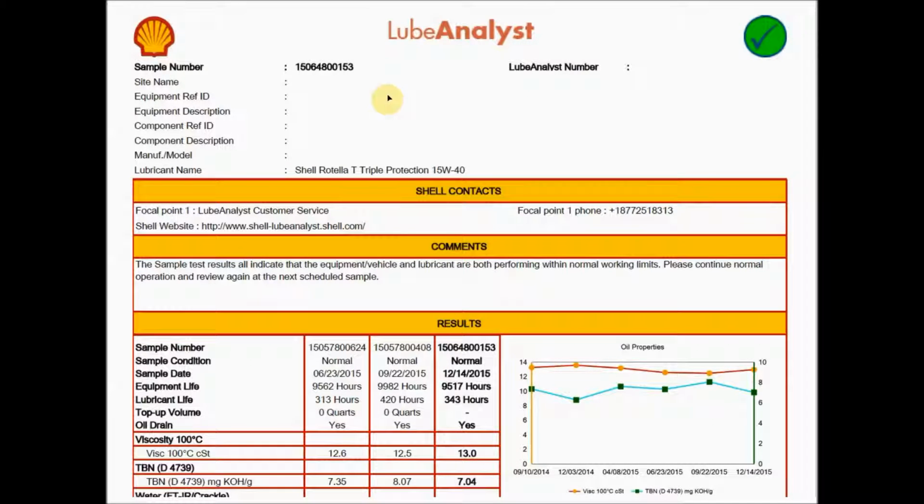Now at the top of the page is information you provided on the lab sheet with your sample. It is important to use the same equipment reference ID and/or the component reference ID so you can see data on the same component over time and look for trends. Another option is to use the lube analysis number. This unique number will be given to each unique equipment component after the initial sample is processed.